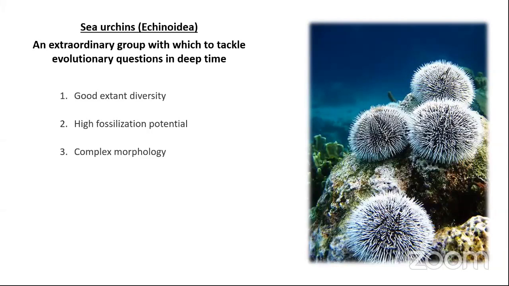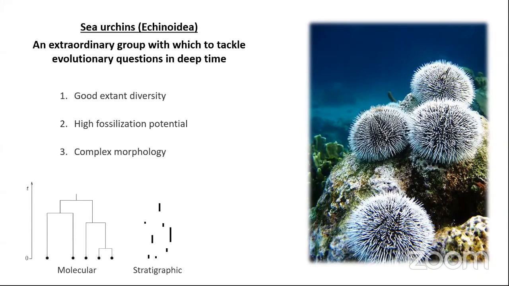I work mainly with sea urchins. The reason why I chose this group is because I think sea urchins provide numerous qualities that make an extraordinary clade with which to tackle these type of questions. Not only do they have a good extant diversity, and we can constrain the relationships of the extant lineages based on phylogenomic data, but they also have a high fossilization potential. So there's a wealth of stratigraphic information that can tell us the time of origin of morphologies and the time of extinction of clades. And they furthermore have a very complex morphology so that we can combine molecular, stratigraphic, and morphological data all together and build a phylogenetic framework that encompasses all of the diversification history of the clade, not just the extant lineages, but also the extinct ones.